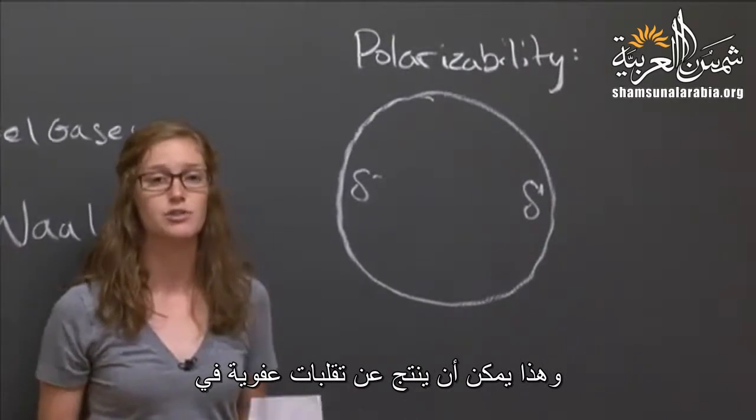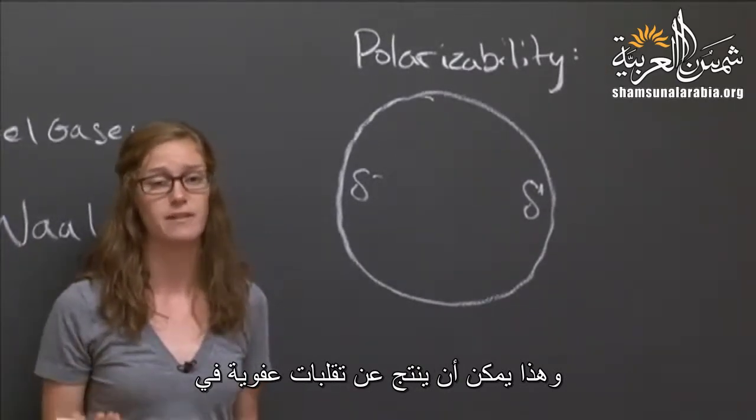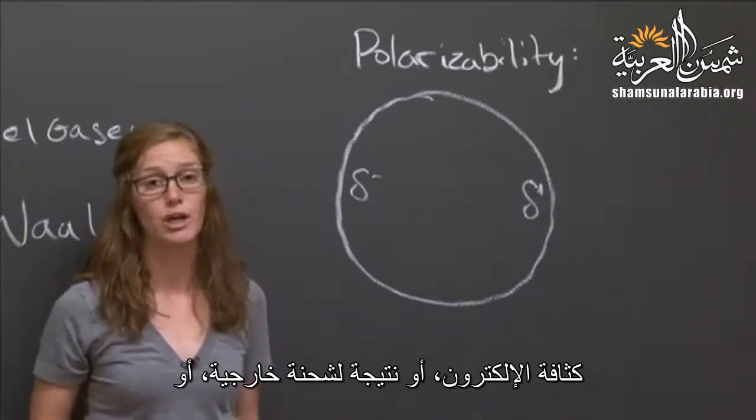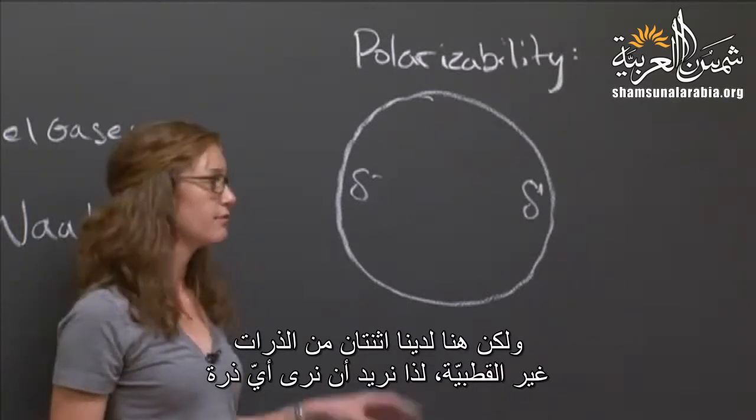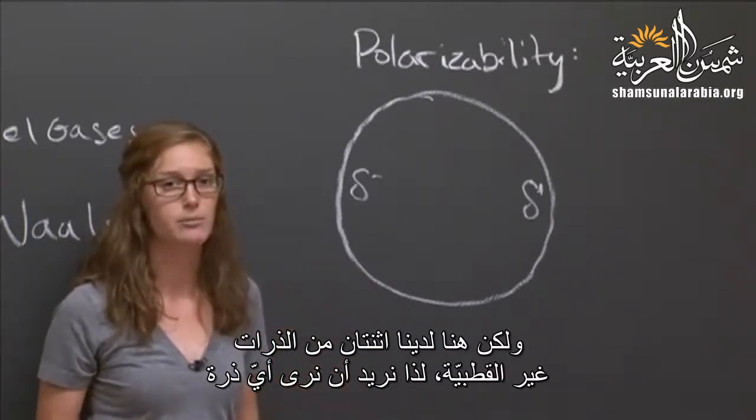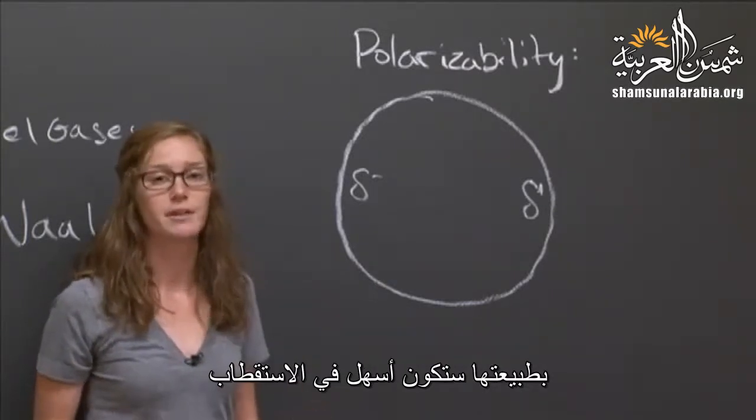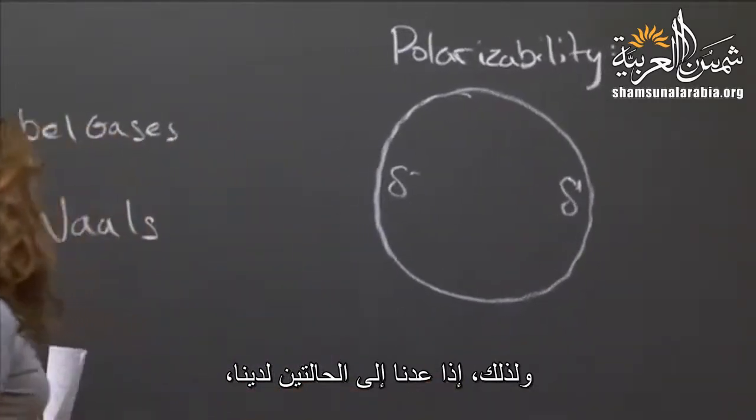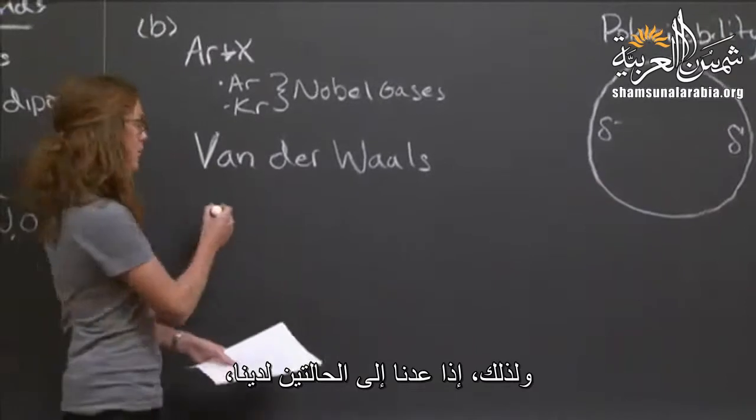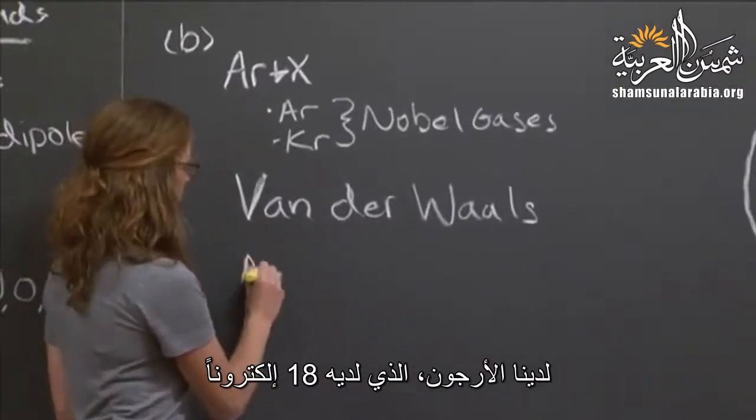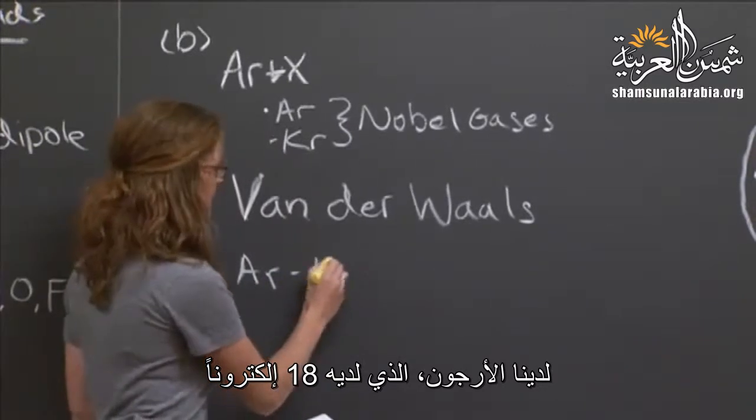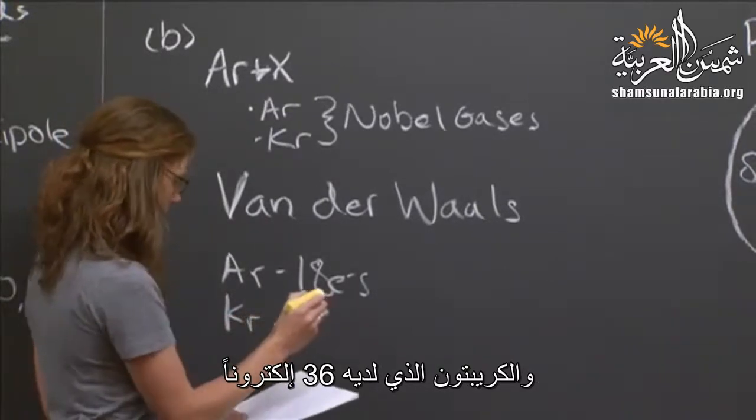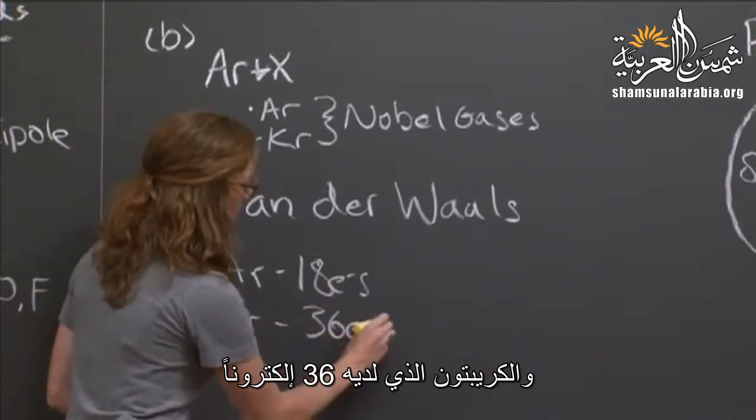And this can be due to just spontaneous fluctuations in the electron density or to an external charge or another molecule or something. But here we have two nonpolar atoms. So we want to see which one will inherently be easier to polarize. And so if we go back to our two species here, we have argon, which has 18 electrons, and krypton, which has 36 electrons.